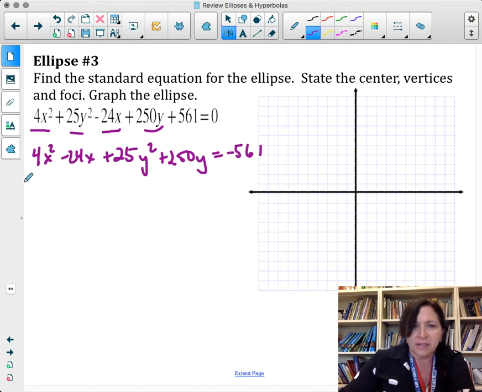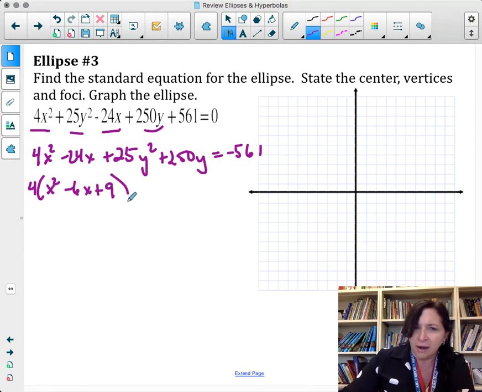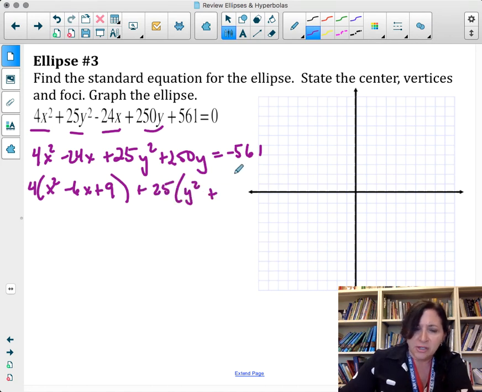I need to complete the square. In completing the square, I do need to factor out anything that's in front of my squared terms. So we're going to factor out a 4. So I get x squared minus 6x. Now half of 6 is 3. 3 squared is 9. I'm adding 9 to the left. I'm going to factor out a 25 at the same time. I get y squared plus 10y. Take out 25, so that's 4 times 9, 100.